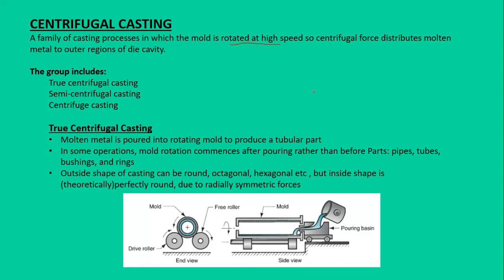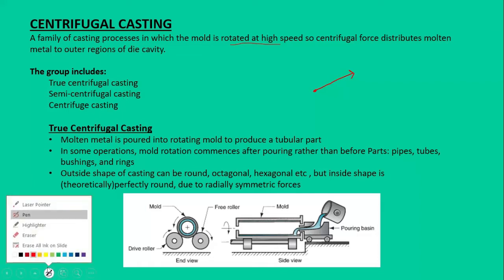As we have studied, the centrifugal force acts outwards, right? So when the molten material is rotated at a very high speed in the mold, the centrifugal force forces the molten material towards the outer region of the mold cavity. The three common types of the centrifugal casting are the true centrifugal casting, then the semi-centrifugal casting, and the centrifuge casting.